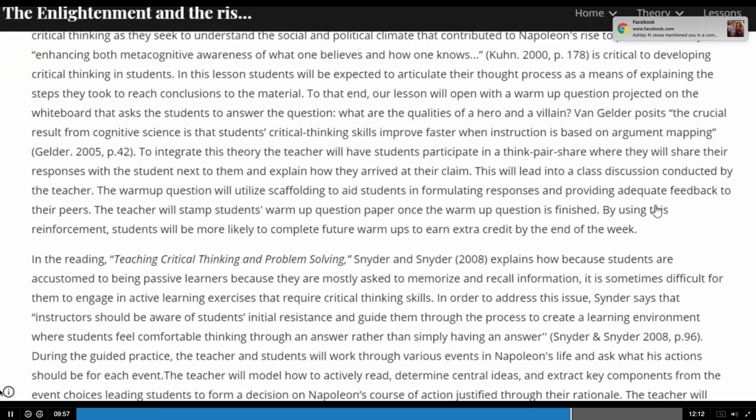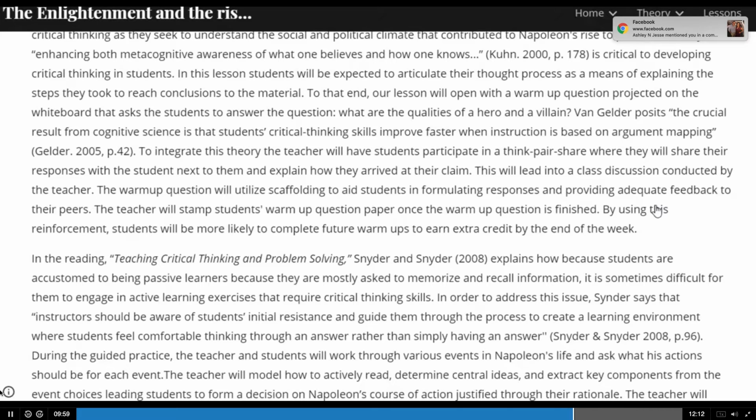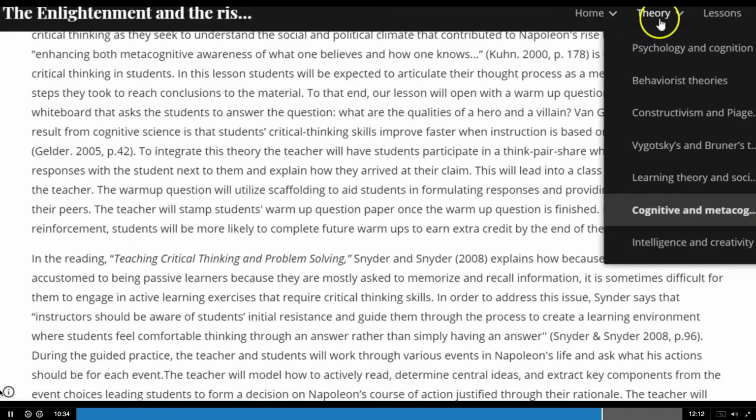In this lesson plan, we incorporate these theories by having students learn about Napoleon and his rise to power through participating in warm-up questions, taking Cornell notes, focusing on key terms presented through a Google Site presentation, analyzing several teacher-provided events from Napoleon's life by applying cognitive, metacognitive, and critical thinking strategies to produce a decision on these events supported by rationale. And finally, answer guided questions to the events accounts according to Napoleon and his rise to power.